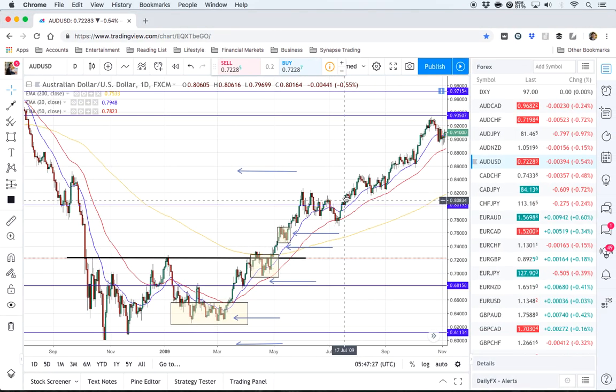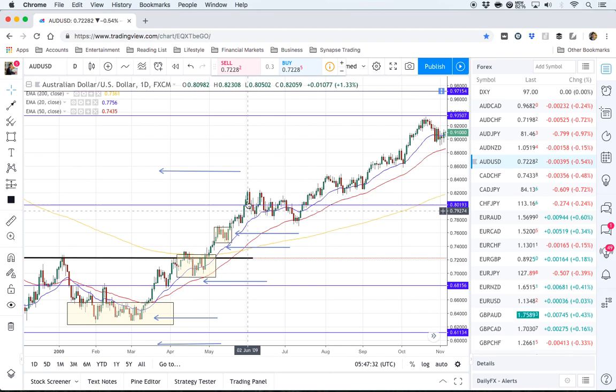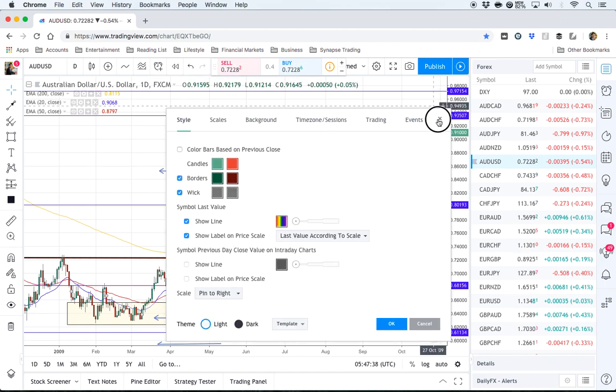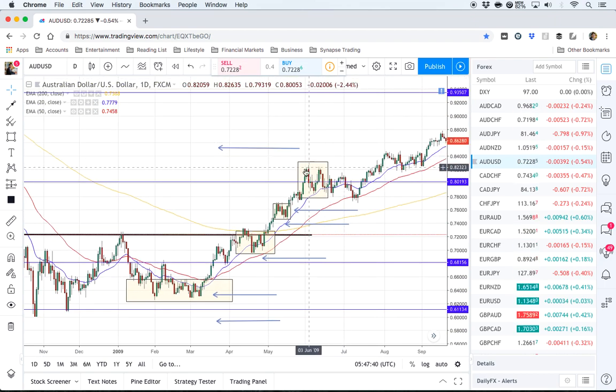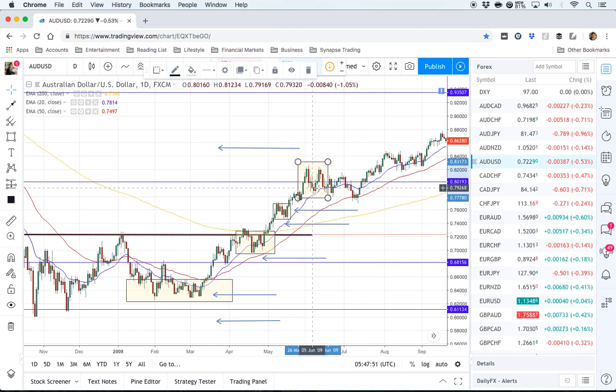So for example, in the same example, if you notice there's something here that looks like a small double top, but it is actually not a double top, because this pattern is too small, and the uptrend is still in the early stage. So you will not want to trade this as a double top.